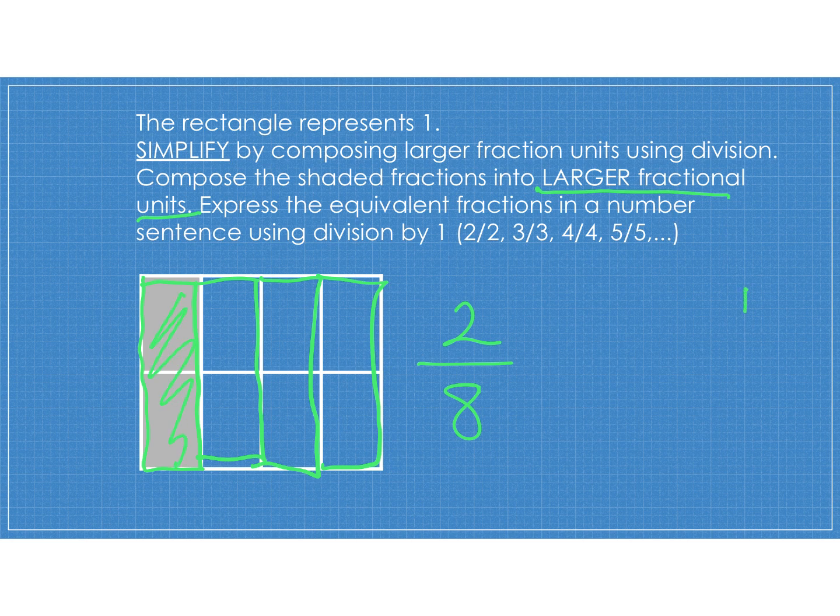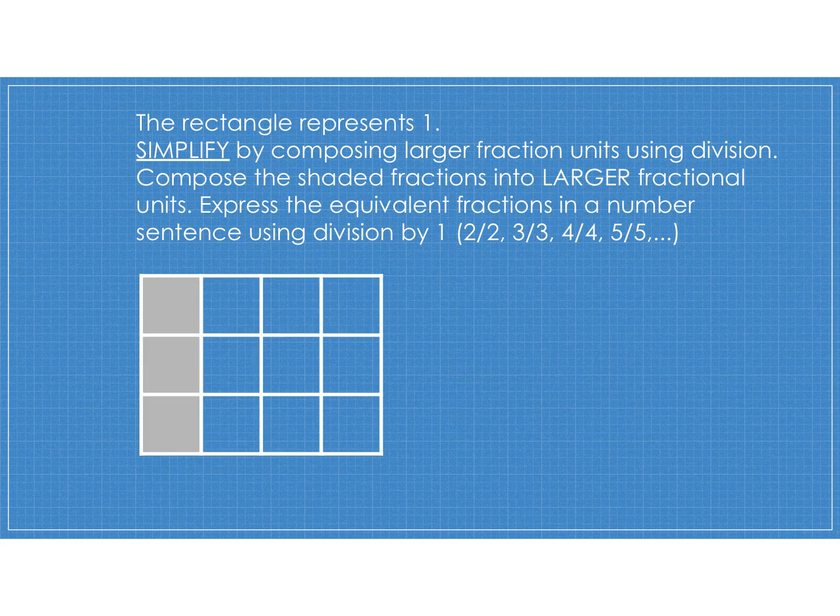So we have 1 of 4 parts because we made these bigger parts, kind of like we stuck them back together. So we want to prove that by a number sentence of division by 1. And so 2 divided by 2 is equal to 1, and so we have to have 2 over 2. 8 divided by 2 is 4.